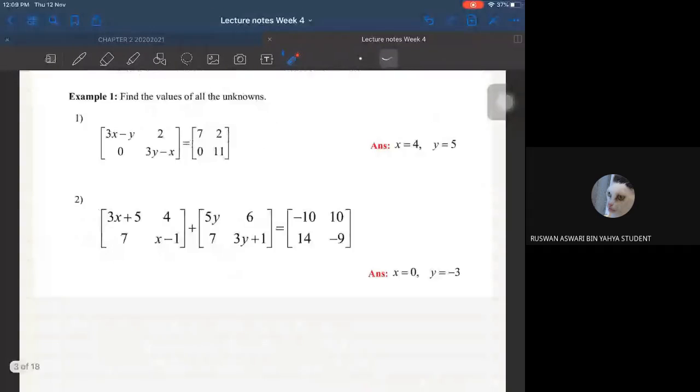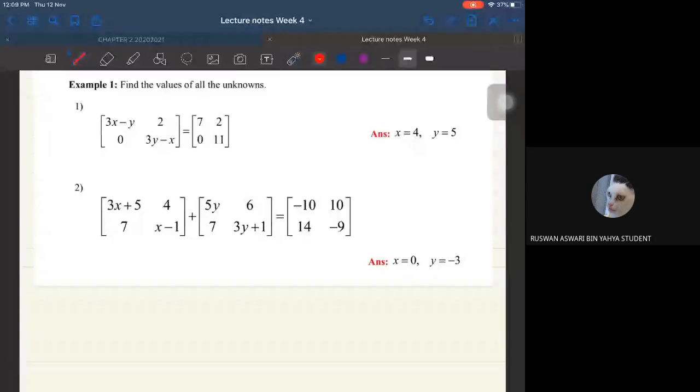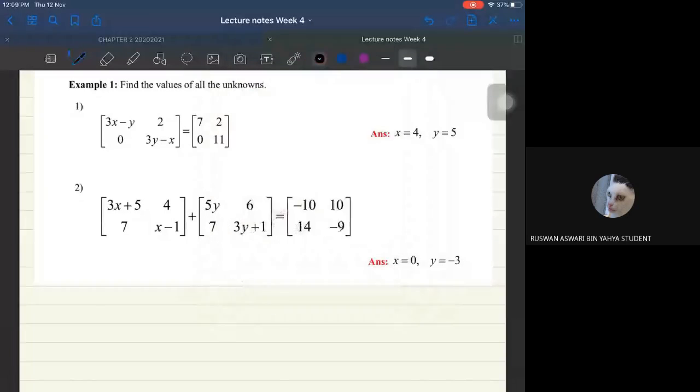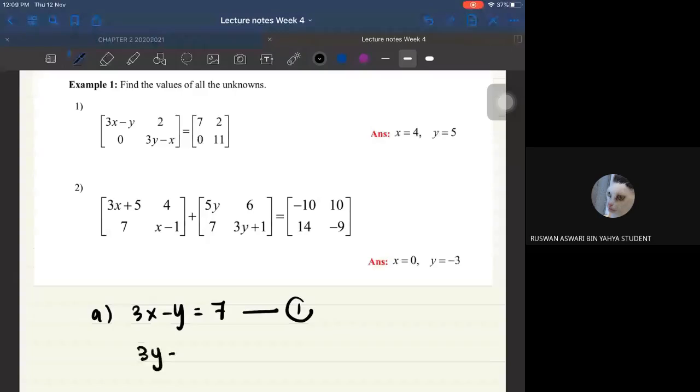So for the first one here, you have 3x minus y is equals to 7. Okay? And this is your first equation. For the second equation, you have 3y minus x is equals to 11. So this is the second equation.